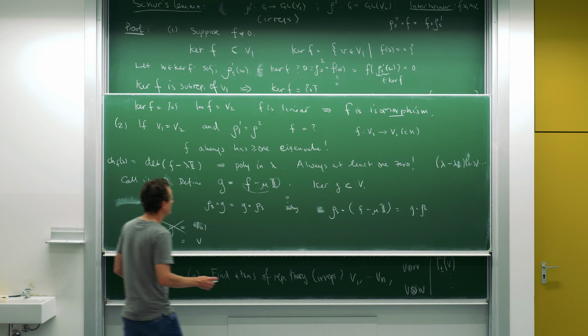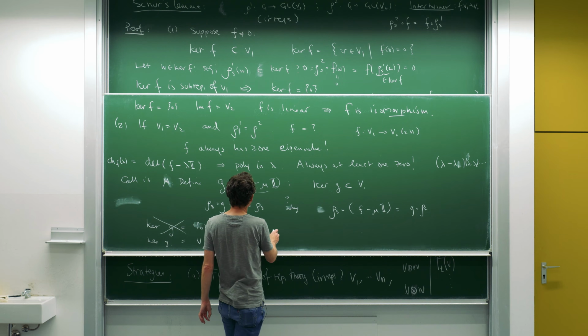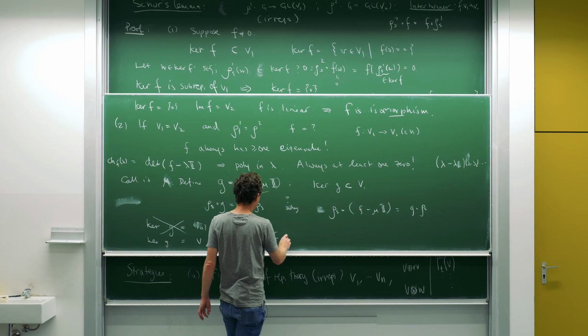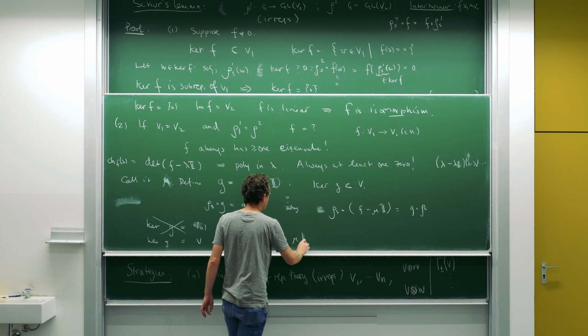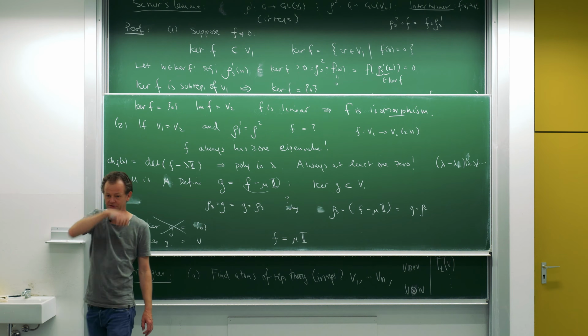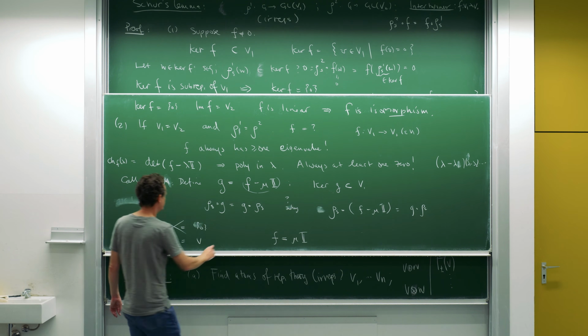And that tells us something, right? If the kernel of G is everything, then that means that f must equal mu times the identity. It's the only possibility left to us.